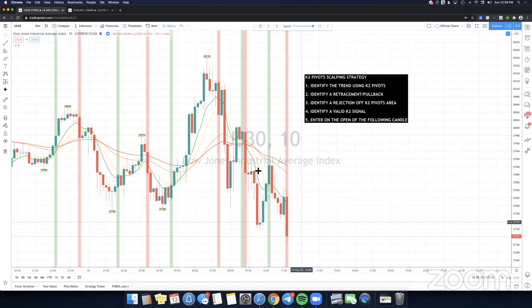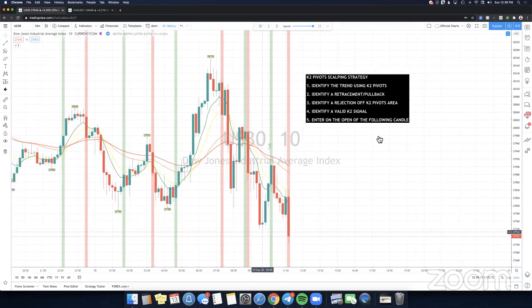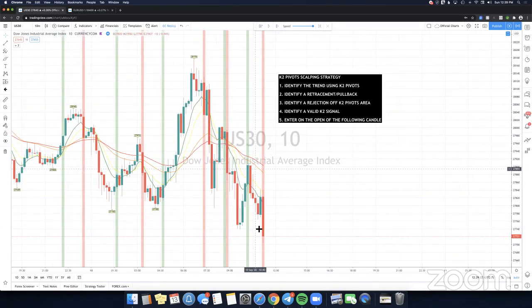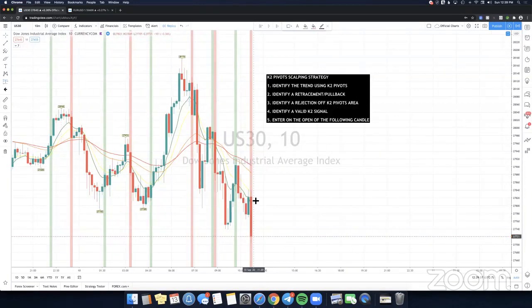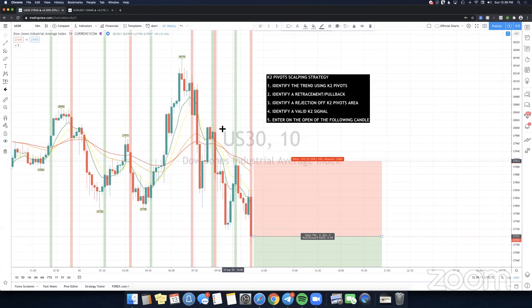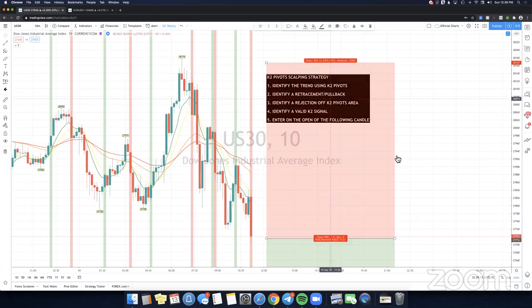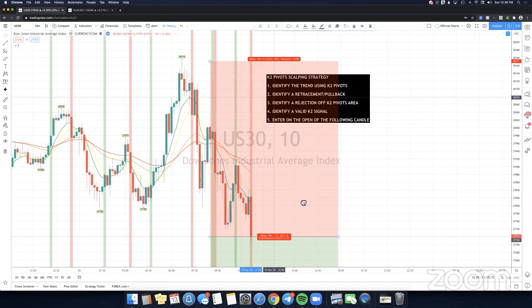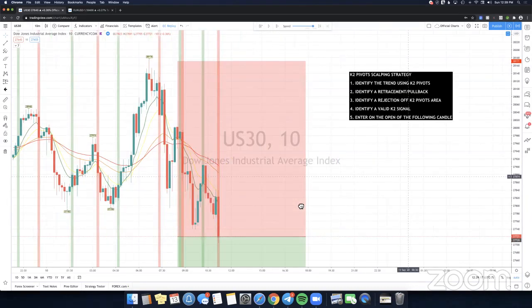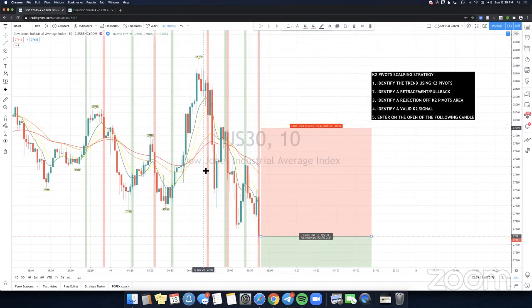So once all those requirements have been met, you can enter on the open of the following candle. So right here, we're going to enter a short position. We'll put our stop loss at the previous swing, which could be here, or it could be here. It's really up to you how much risk you can handle. So, depending on how your risk is, if you want to take a longer scalp, you can put it way up here. If you want a medium scalp, right here, short scalp, somewhere right here, but this might be a little too close. So, depending on how you want to trade it, there's three different areas you can put your stop loss.